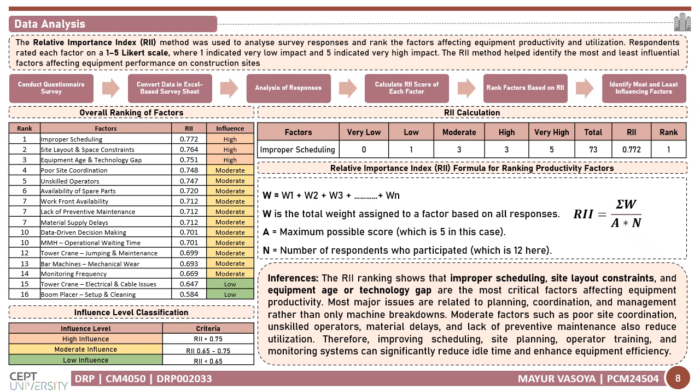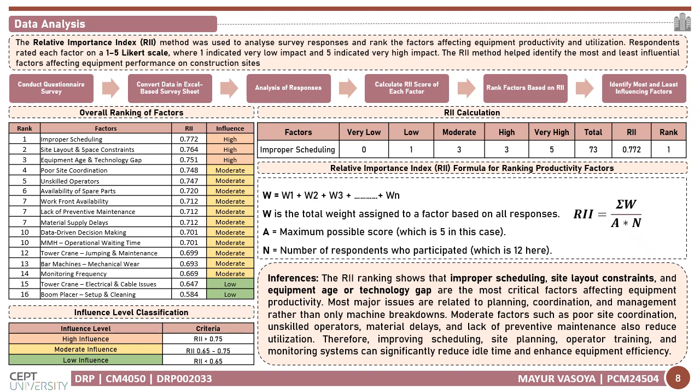ranking. The slide also shows the influence level classification. Factors with RRI above 0.75 are classified as high influence, factors between 0.65 and 0.75 are moderate influence, and factors below 0.65 are low influence. The most important inference from this slide is that the top ranking factors are not only technical problems, they are mainly related to planning, coordination, site layout, and management. This means that equipment productivity can be improved significantly by improved planning systems, site coordination, operator training, and monitoring practice.